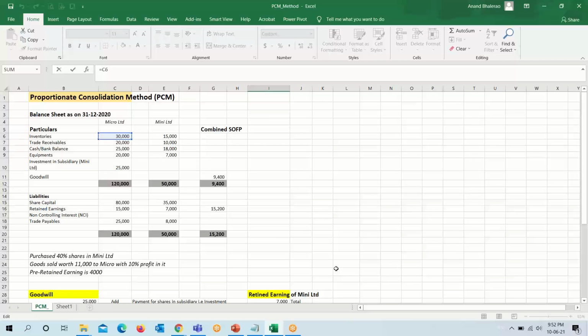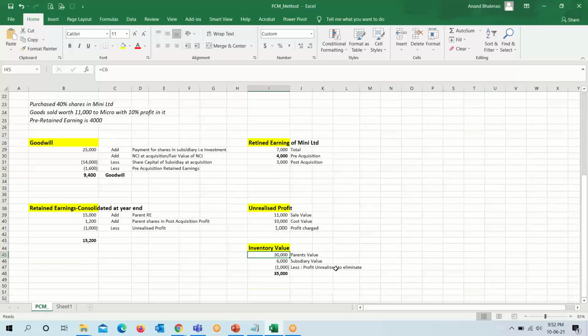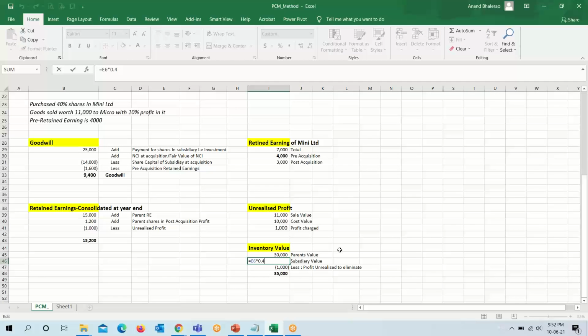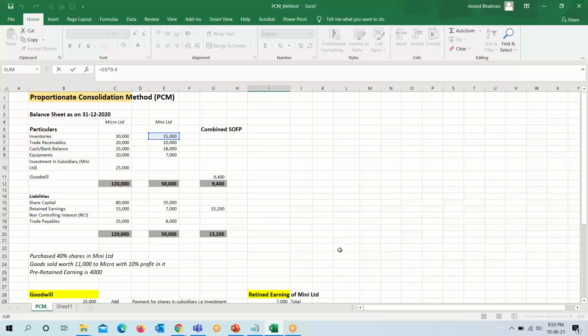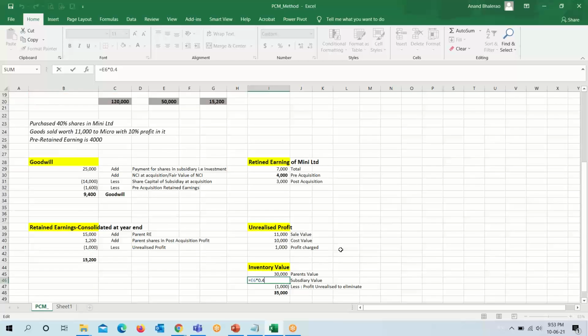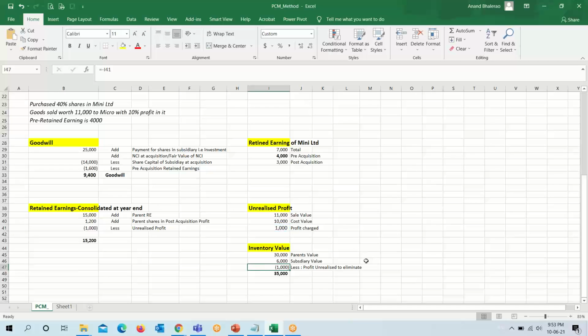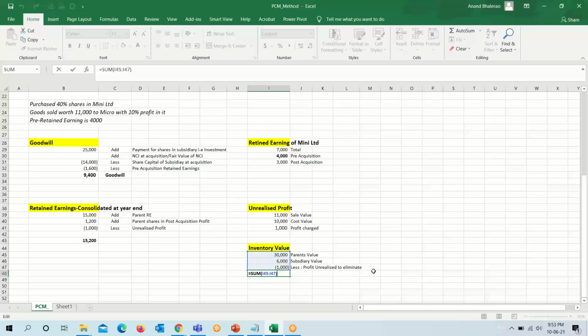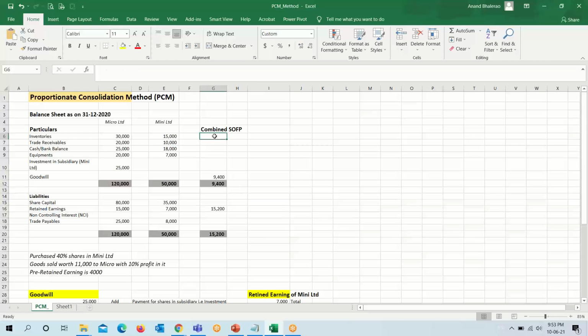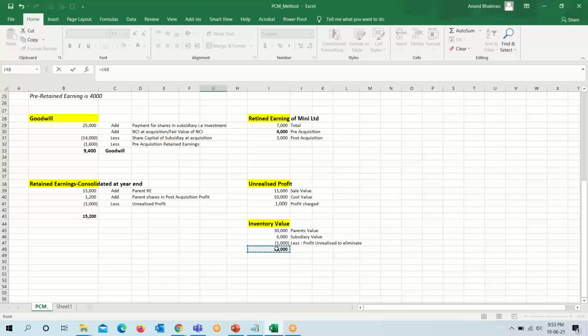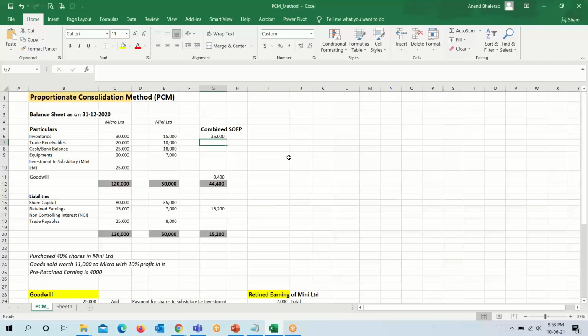The inventory value of Micro Limited is 30,000, and for the subsidiary, that is Mini Limited, we will consider 40% of it. So out of 15,000, the 40% share is 6,000, and less the profit which we have charged from Micro Limited, this we will deduct. So our revised consolidated inventory value comes to 35,000. And for others, we will simply add the assets and liabilities with our 40% share.